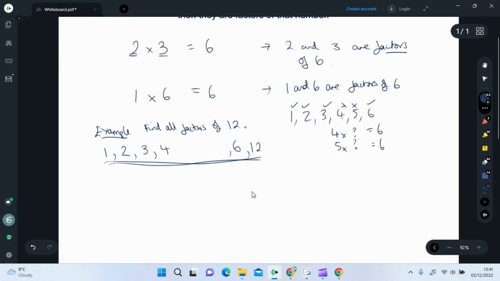So why don't you try finding all the factors of, so list all the factors of 30. Give that a go and then press play on the video.